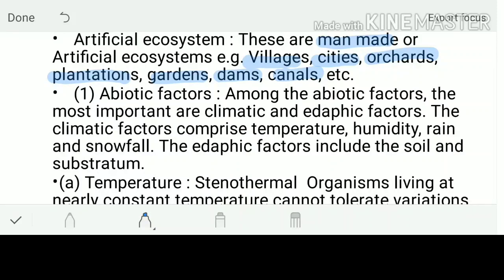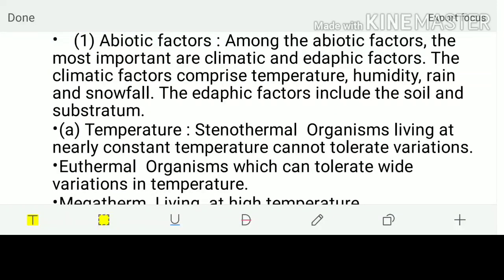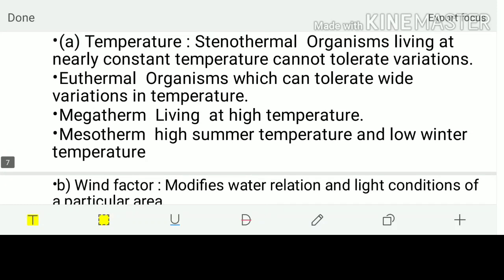And if you are dealing with the factors of the ecosystem, you will be dealing with the abiotic factor and the biotic factor. Only two factors will be there in the ecosystem, the abiotic factor and the biotic factor. So first we are dealing with the abiotic factor. Here, many different types of abiotic factor are there. For example, temperature, humidity, rain, snowfall, and all. So we are just dealing with them one by one. The first one is the temperature abiotic factor, which comprises the field of ecosystem.